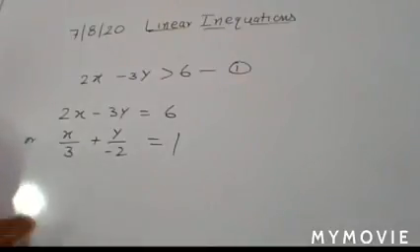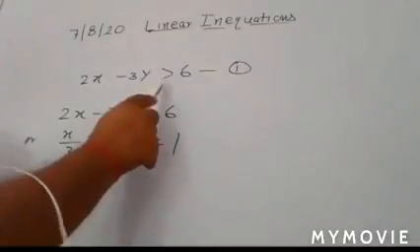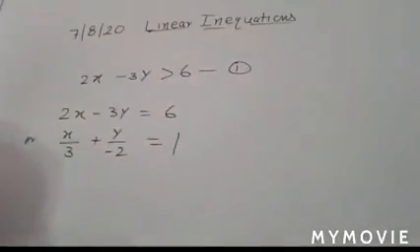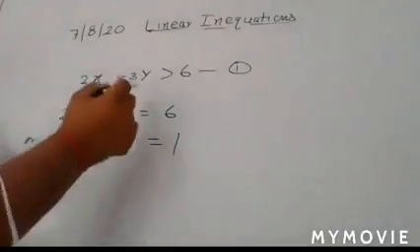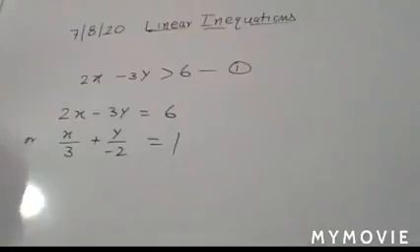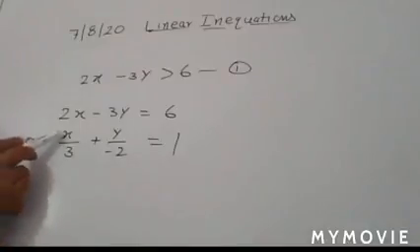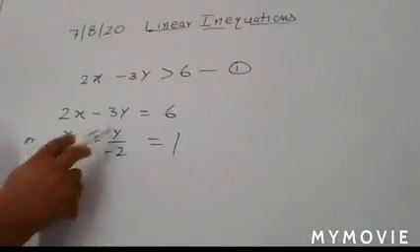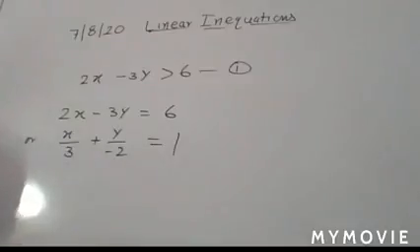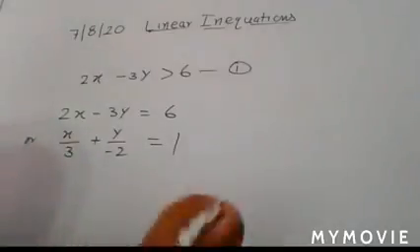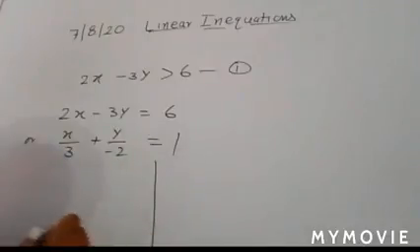Understand? As I discussed with you, if you have a greater than sign or less than sign and equal to is not given, here you have only greater than 6. In that case you do not draw a complete line, you represent it with a dotted line. So this shows that the line intersects the x-axis at the point 3 and the y-axis at the point minus 2. Okay, so you draw the graph of it.